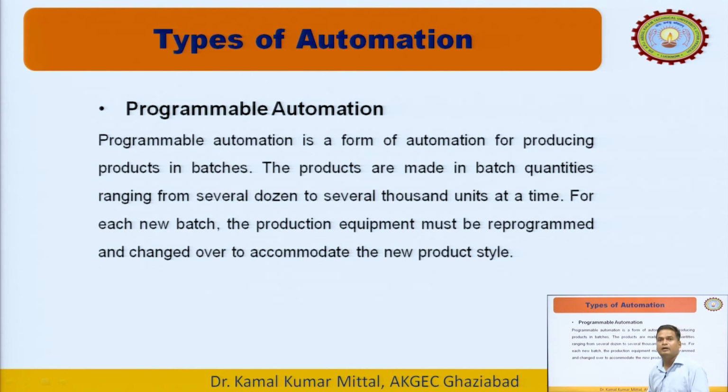Then programmable automation. Programmable means we can program the instructions as per the requirement. One batch is completed; one batch may be of 100 components, 1000 or more than this. After that, we have to set the components of the machine. After completion of one batch, because of programmable automation, the program is easily editable and changeable.